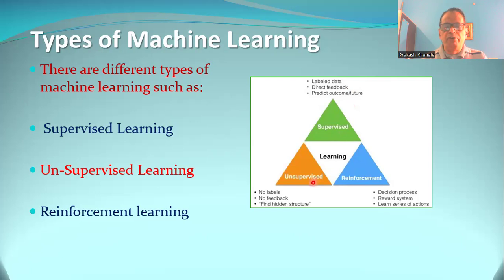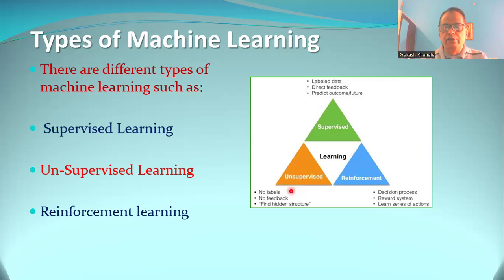In unsupervised machine learning, the data used is not labeled, and therefore there is no feedback. In this case, we try to find the hidden structure among the data elements. Since there is no labeled data, this machine learning is called unsupervised machine learning.